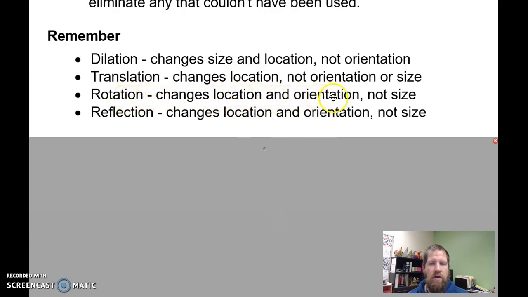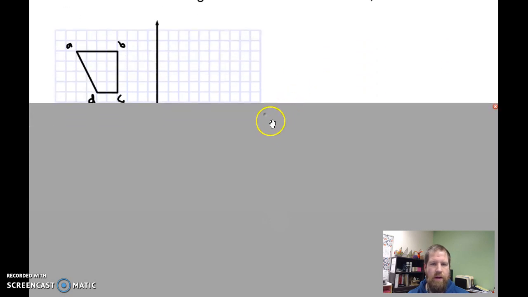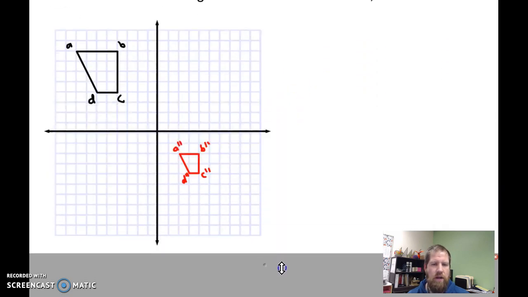Rotation changes the orientation as well, but not the size. And then a reflection changes the orientation, although in a different way than a rotation. And again, not the size. So let's look at our first one. We're going to go through two examples.